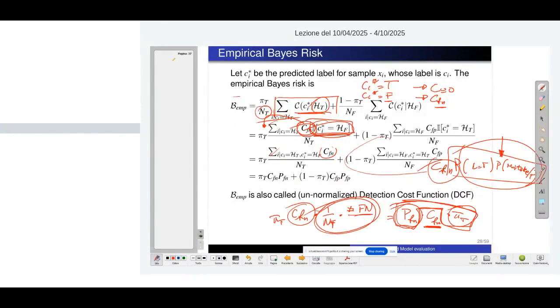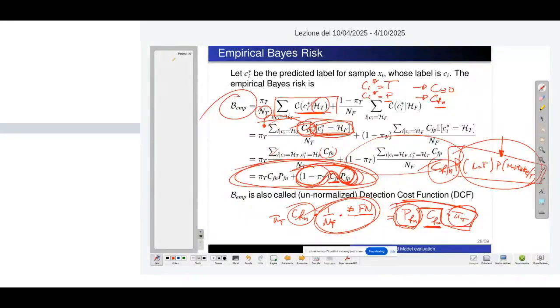And the same for class false. I have the probability of a mistake of kind false positive times the cost of that mistake. The probability of a mistake of kind false positive is the probability that I have a sample from class false times the probability that a sample from class false is mistaken as a sample of class true. Overall, this is the average number of errors of that kind. I multiply it by the cost. This is the average cost that I pay for my classifier. This is exactly the empirical Bayes risk.